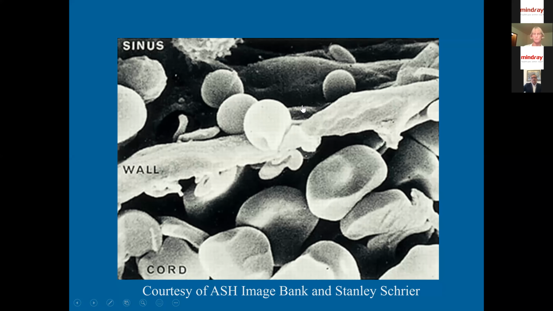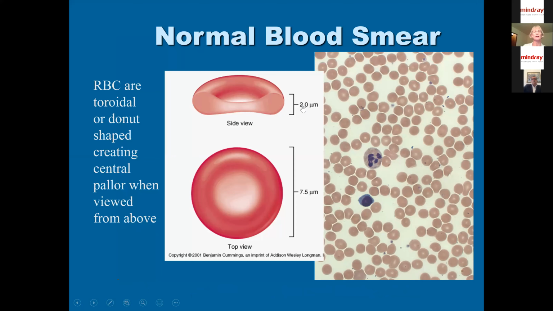maybe be removed from circulation and have their contents destroyed or recycled, resulting in the sign of hemolysis, which would be increased LDH and bilirubin. So again, here's the red cell, a normal schematic of it.